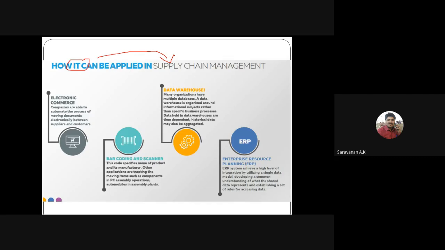So how will information tools be enabled in supply chain management? The information affects every part of the supply chain. The information serves as a connection between the various stages in the supply chain, allowing them to coordinate and maximize the supply chain profitability.